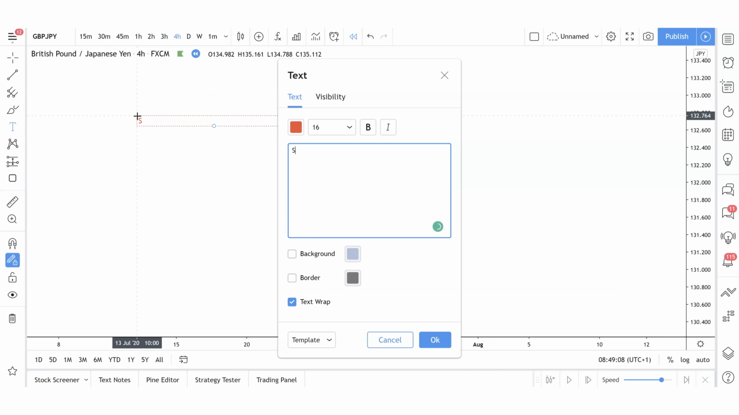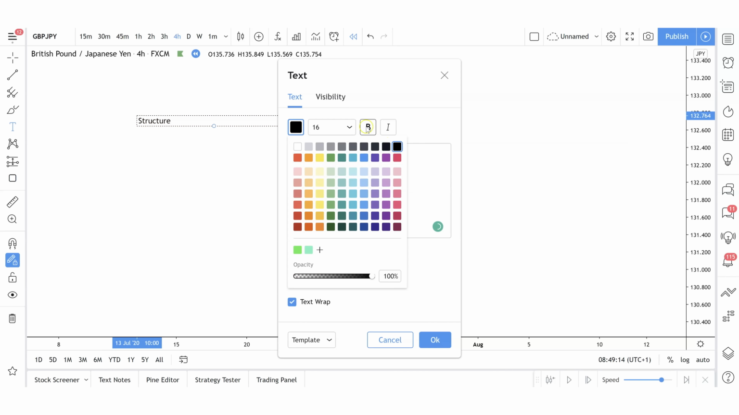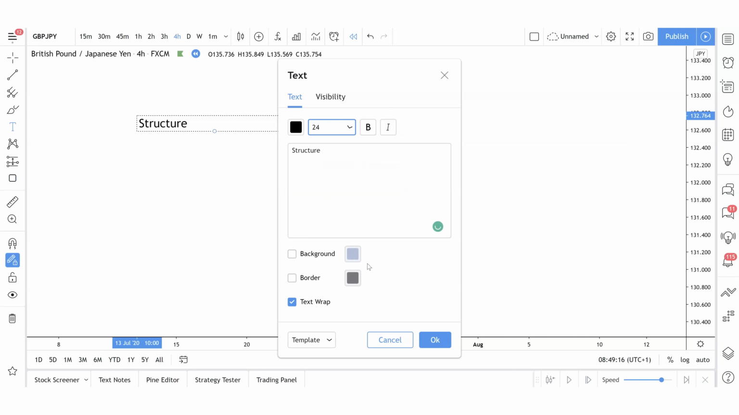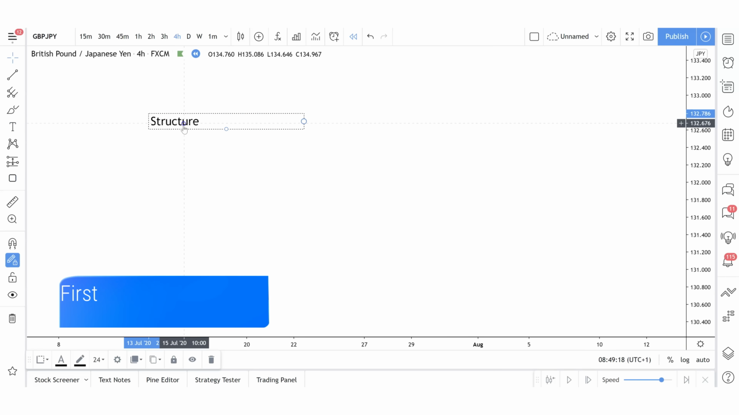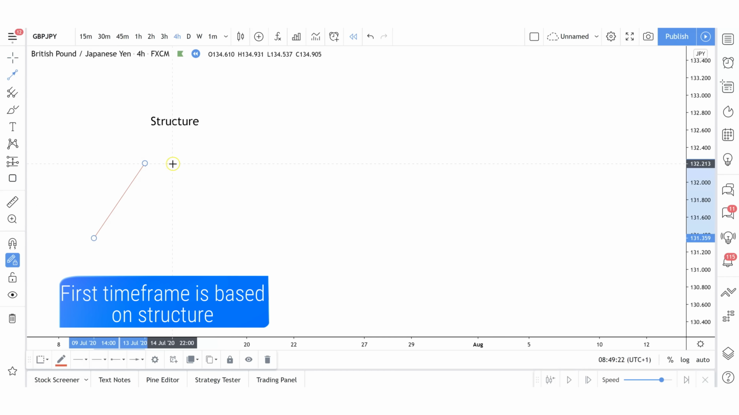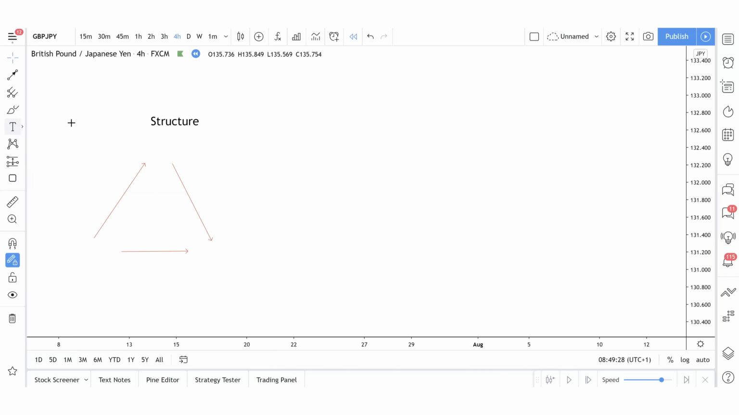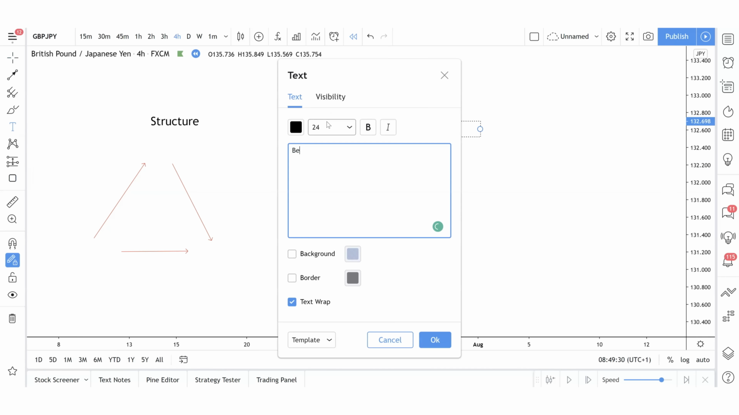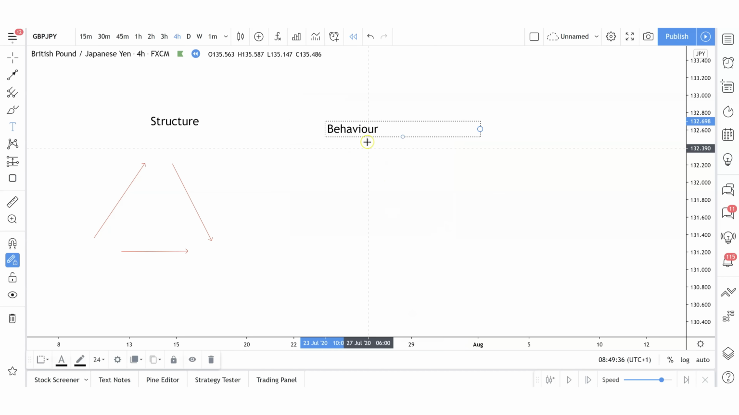Our first time frame is going to be based on structure. So when we're looking at this time frame, it is ideally going to give you a directional bias in the market. So is the market structure pushing to the upside, or is the market structure pushing to the downside, or is the market moving sideways? The next time frame that you're going to use is what we call a behavior time frame. So this time frame is going to give you a clear direction of what the market is doing.